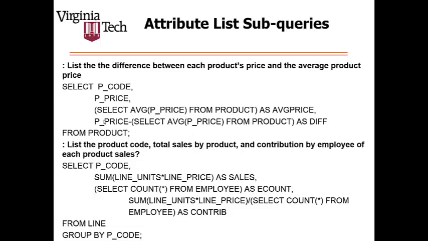This seems to me like I must be missing something. From product as average price, select P price, select average P price from product as average price. That's one statement right there. So we have the code, the price, and the average price. And then we select the price minus the average price as the difference.